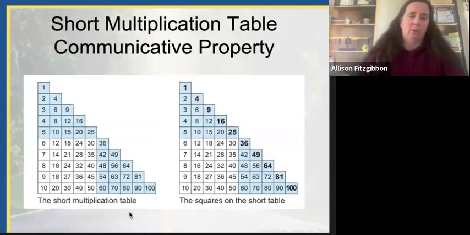So if we look at our short multiplication table and how we use this, if I asked you 5 times 6, I would come to the 5th row. I'd go over 5, down 1 to my 6, and I'd find 30, which is the same as 6 times 5. Also, if you notice on the second one, the squares are going to be the last part of your row, and those are in bold.